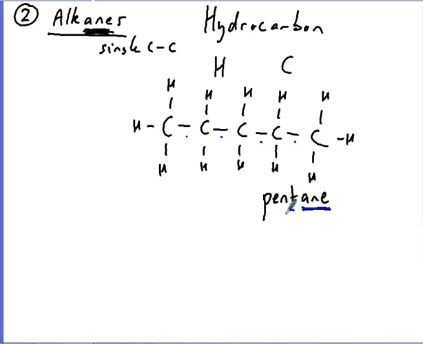And pent, you've probably heard of something like a pentagon before, or a pentagram. Pent means 5, and there are 5 carbons. 1, 2, 3, 4, 5. So when a chemist hears the word pentane, they immediately think 5 carbons in a chain with only single bonds between them. That's what pentane means. There is a general formula for alkanes.